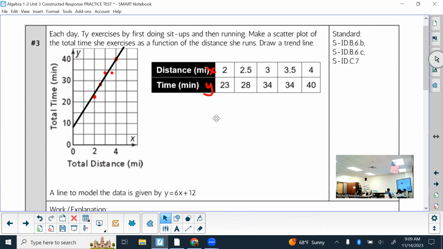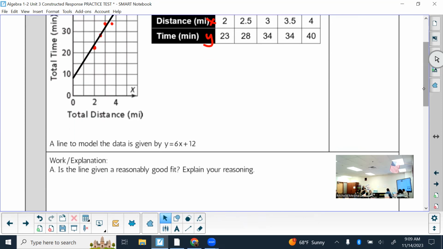So going through the middle of your data where the points seem to be clustered around it. So that's what the first step was, draw a trend line. You have to plot your dots and then draw it. And then it says a line to model the data is given by 6x plus 12. So they're not saying that's the line of best fit, they're just saying someone modeled it using that equation. The first question says, is the line given a reasonably good fit? So what do you guys think? Do you think that equation is a good estimate of this line?